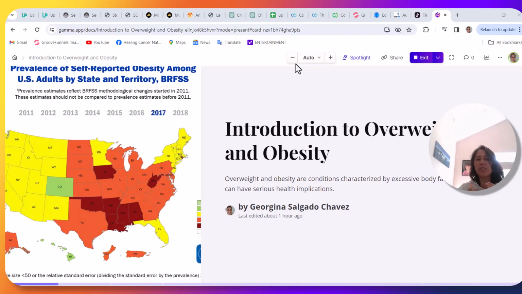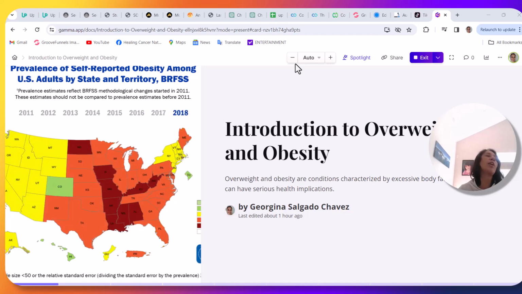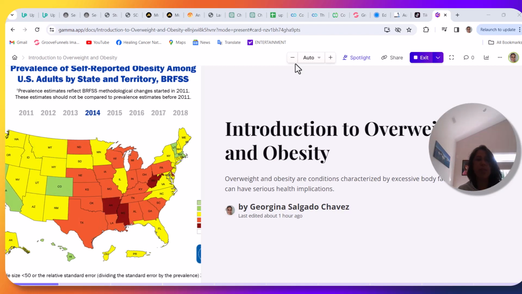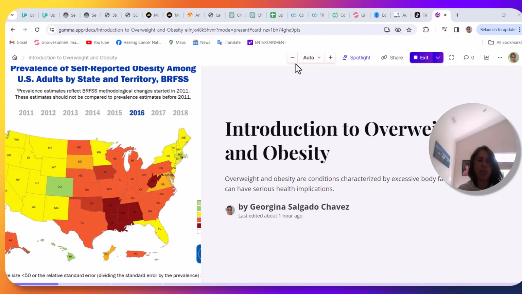Today we're talking about the introduction of overweight and obesity, and mainly we're going to focus on how they impact the brain. Overweight and obesity is a condition characterized by excessive body fat accumulation that can have serious health implications.